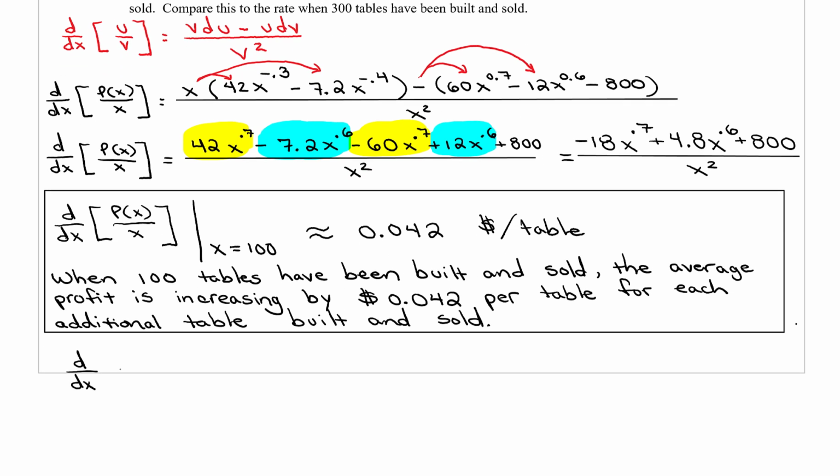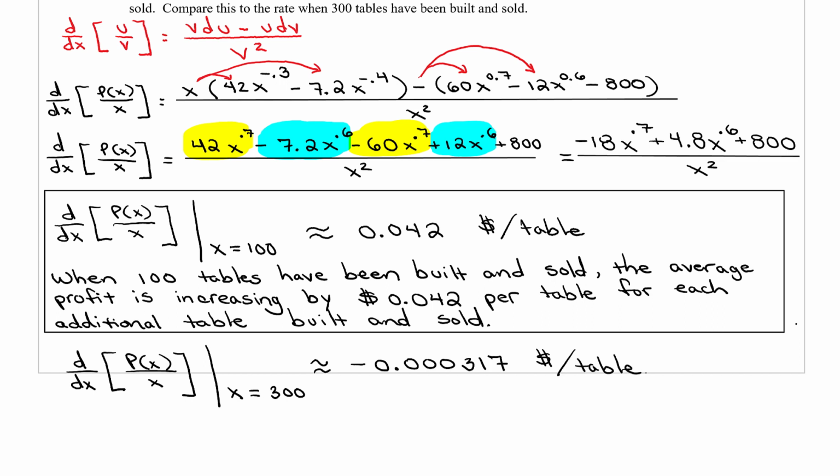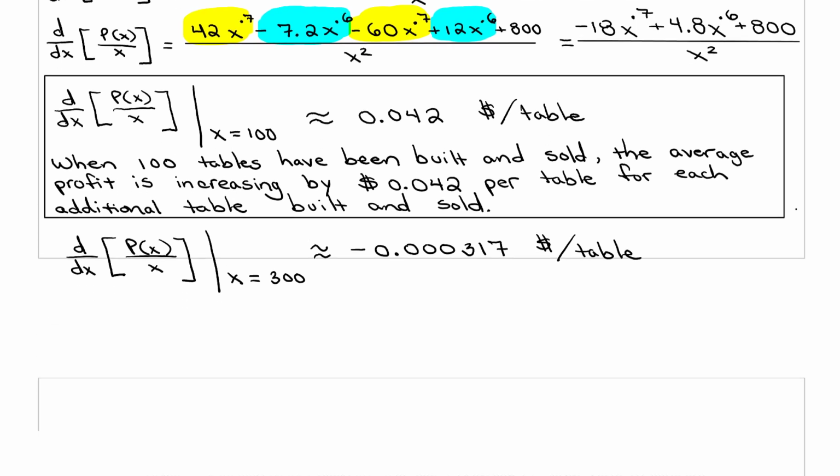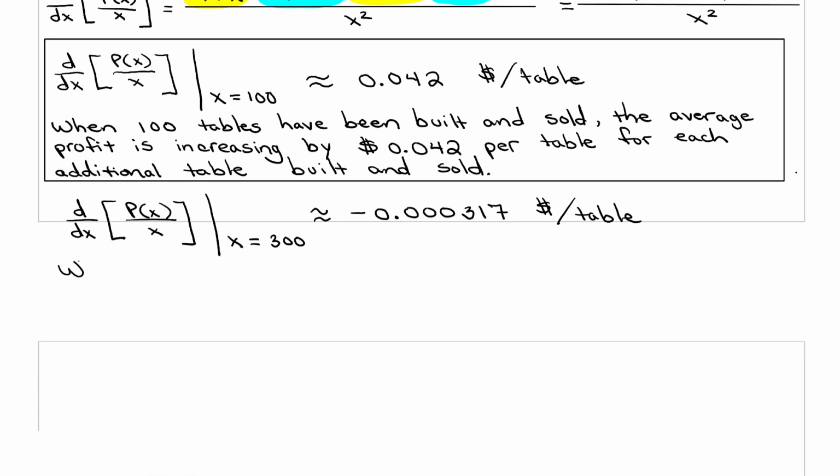Now I'm going to write here the derivative with respect to x of p of x divided by x, which represents our average profit function. We're evaluating this at x equal to 300. This is going to be approximately equal to negative $0.000317 per table. So this now represents a negative rate of change. And what this basically means is that when 300 tables have been built and sold, the average profit is, in this case, decreasing by this amount.